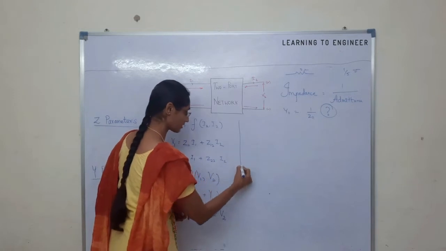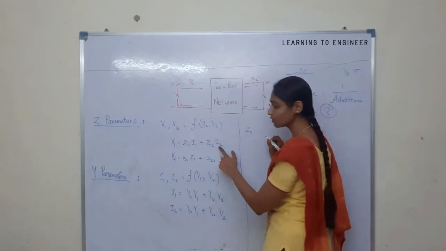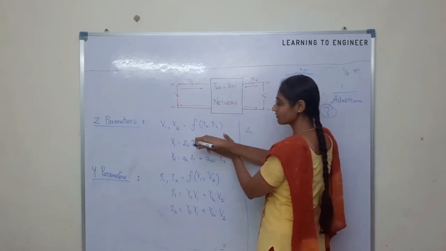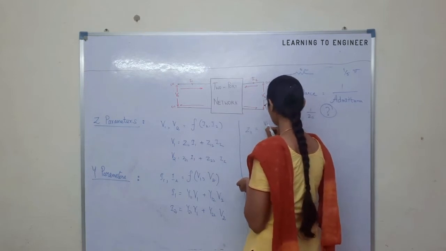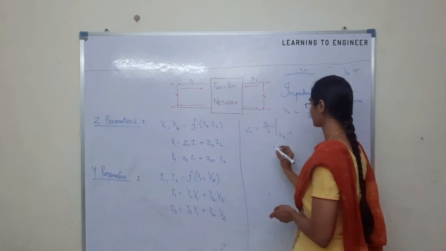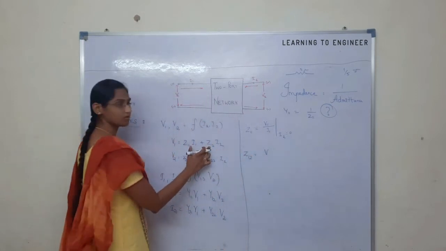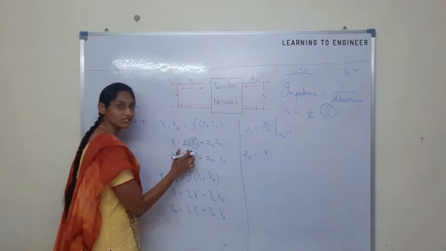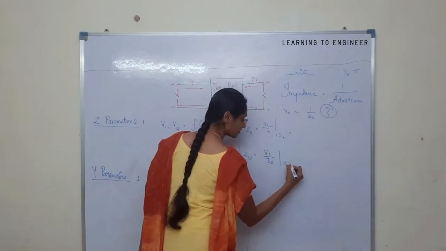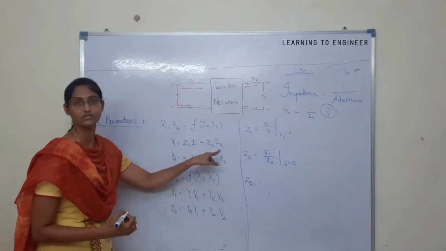Now we will look into the impedance parameters separately. What is Z11? To find Z11, we need to make I2 as 0. Only when I2 is 0, the second part of the term vanishes. So Z11 will be V1 divided by I1 when I2 is equal to 0. So what is Z12? Similarly, to find Z12, you need to make I1 as 0, so that Z12 is V1 divided by I2 when I1 is 0. Similarly, what is Z21? Z21 will be V2 divided by I1 when I2 is 0.